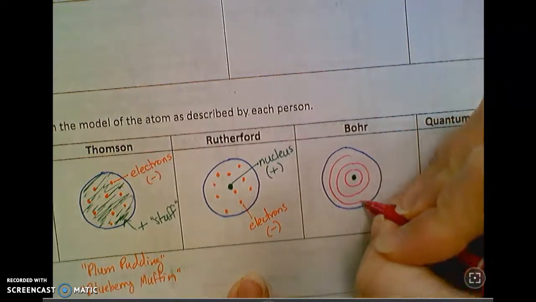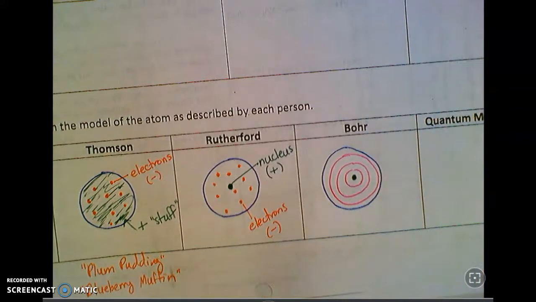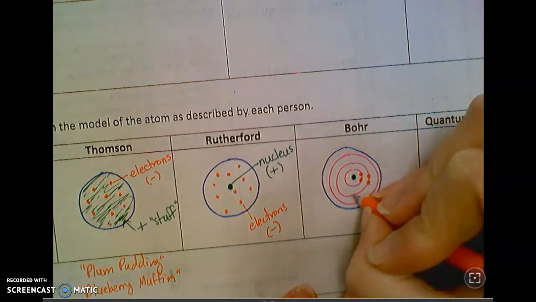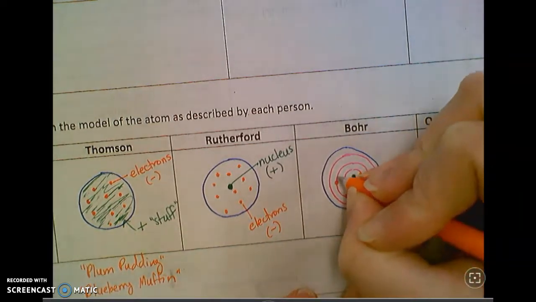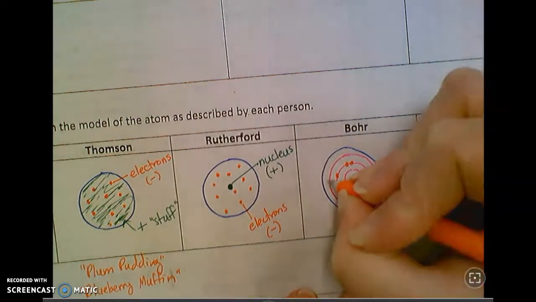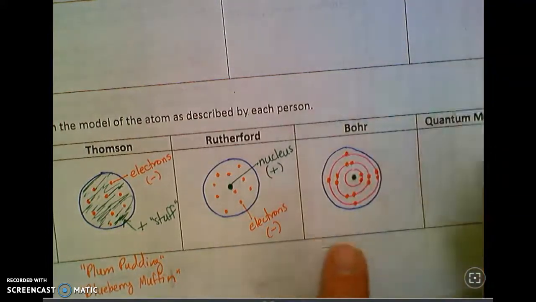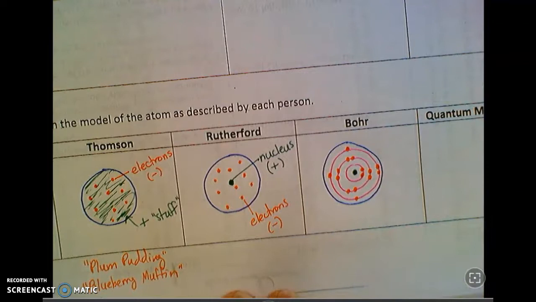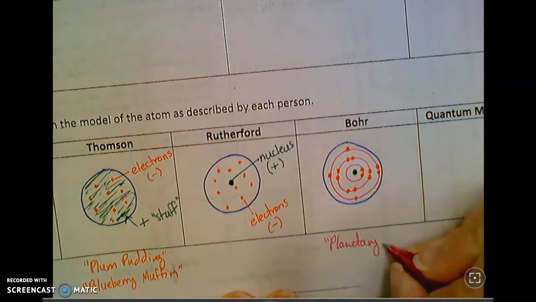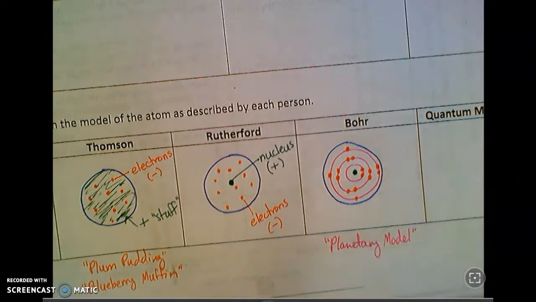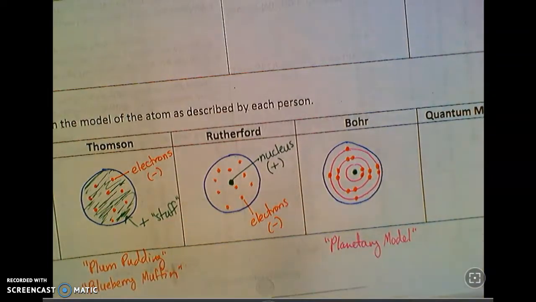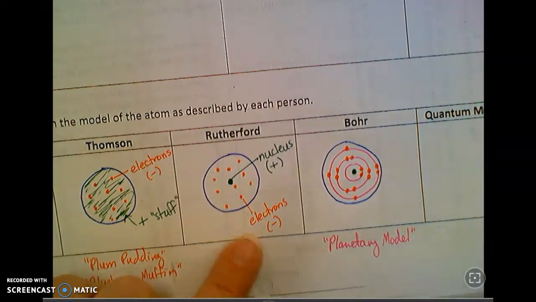Bohr said that the electrons orbit the nucleus in very defined pathways. And so we have Bohr models. And each level can hold a different number of electrons. So let's say this one looks like this. So sometimes this is called a planetary model, because Bohr said that the electrons orbit the nucleus like the planets around the sun. We know more about that now than we did then. Oh, let me back up here. This is called the nuclear model.